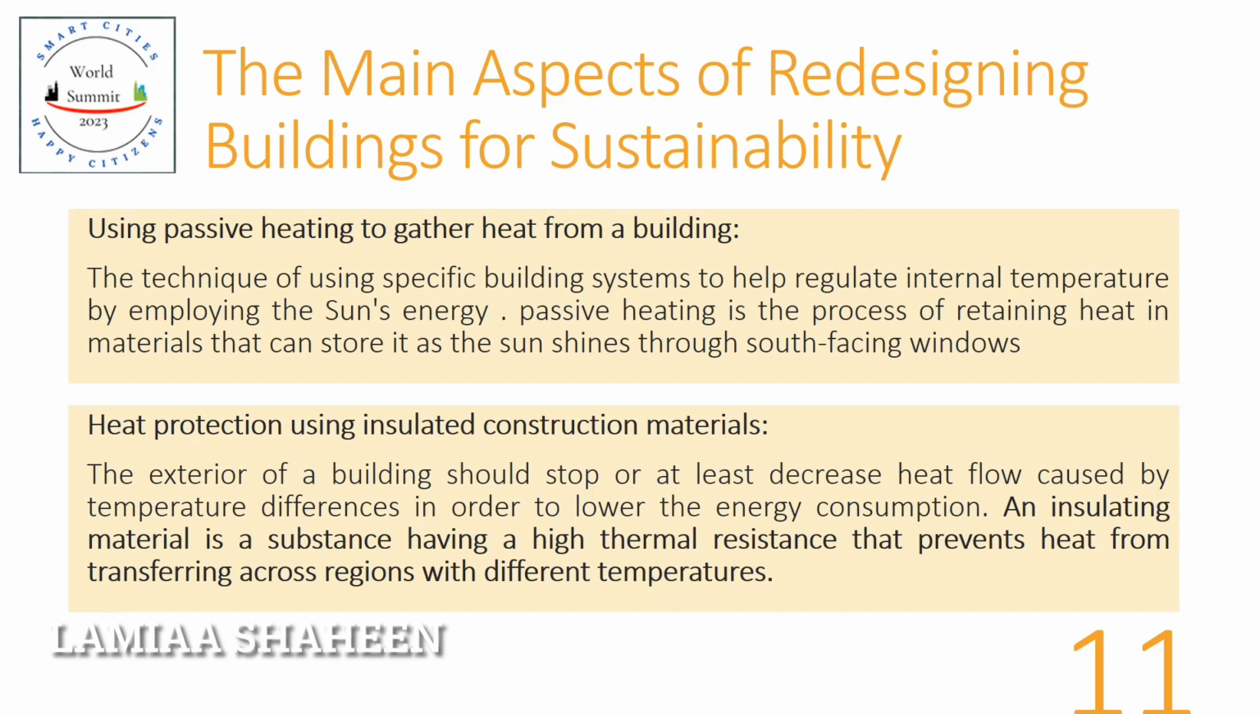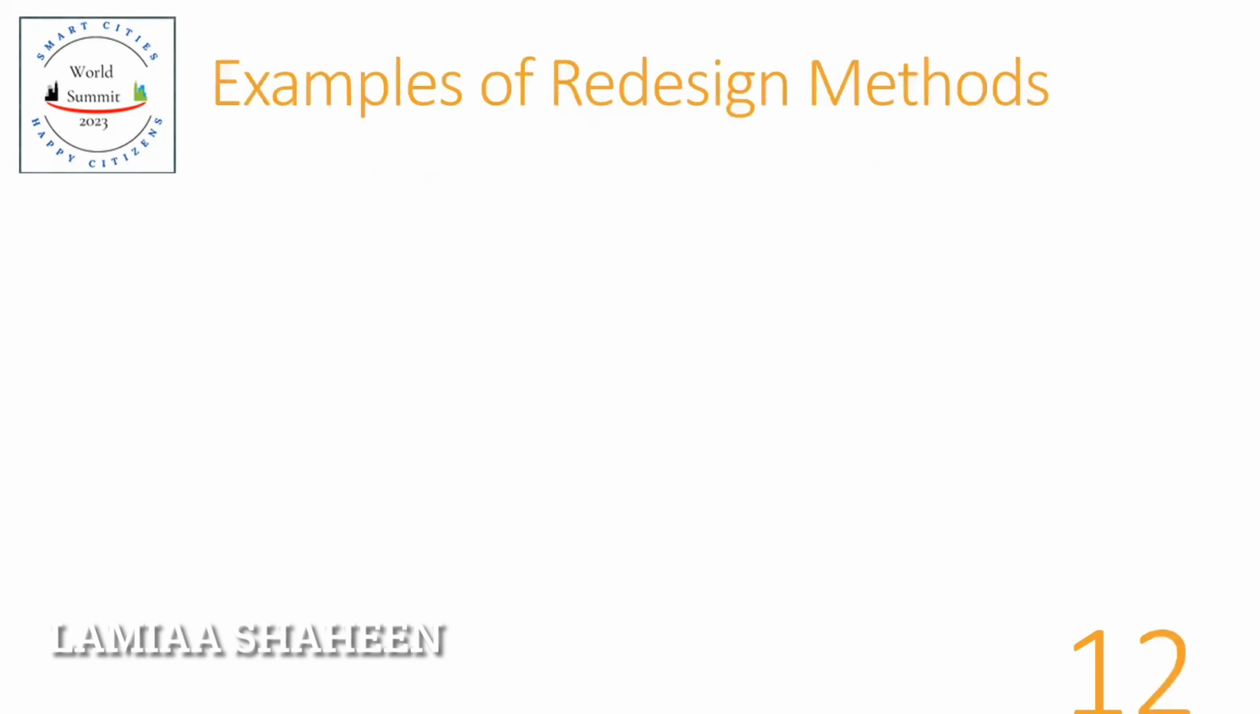Heat protection using insulated construction materials. An insulating material is a substance having a high thermal resistance that prevents heat from transferring across regions with different temperatures. Examples of redesigning methods to make a sustainable building.